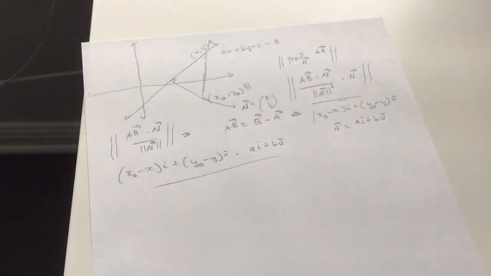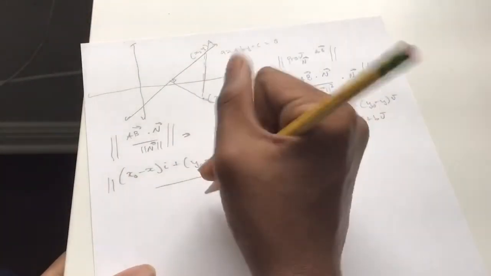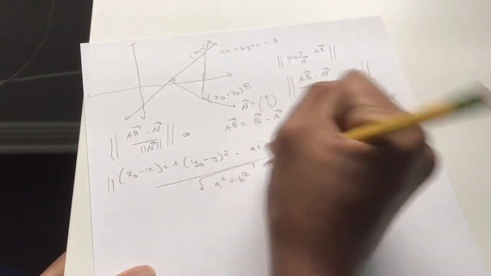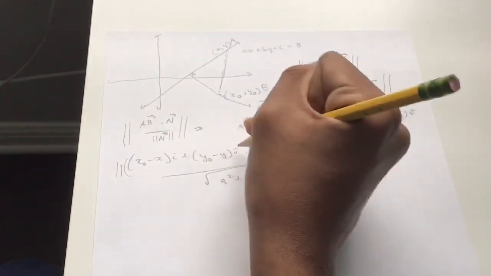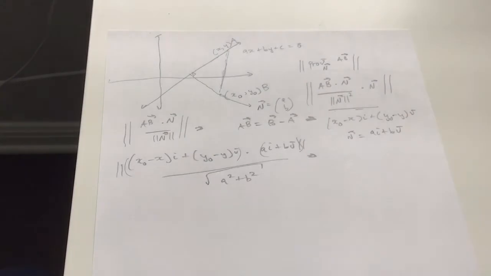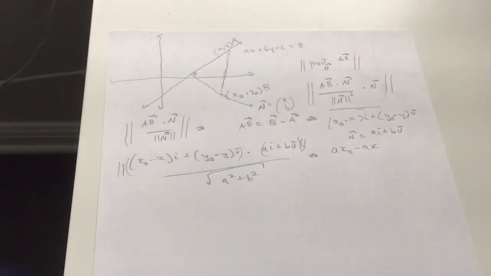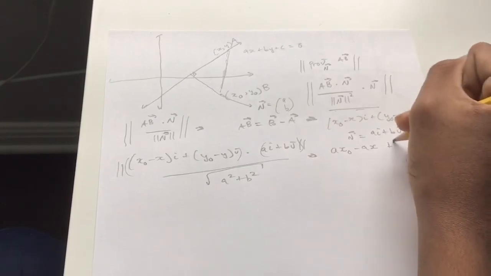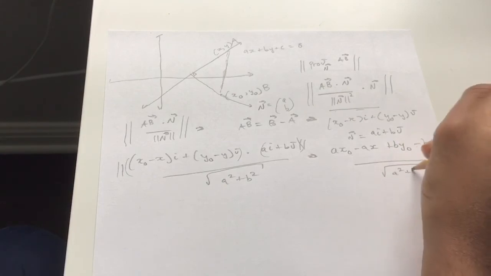So what is the magnitude? This is still in the magnitude signs, but now we can remove them because the magnitude of n is simply root a squared plus b squared. Now we just distribute the dot product. What is a i dot (x naught minus x) i? That's just a x naught minus a x. Similarly, b j dot (y naught minus y) j is b y naught minus b y, and then over root a squared plus b squared.